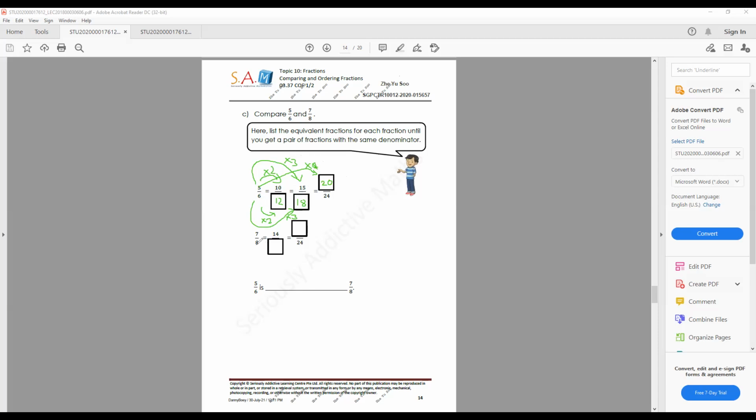Okay, what about 7 out of 8? Multiply by 2, 16. What about 24? Which number multiplied by 8 gives you 24? That's times 3. So 7 times 3 will give you 21. So if you look at 20 out of 24 and 21 out of 24, which is greater? 21 out of 24 is greater. So therefore we say that 5 out of 6, because it's 20 out of 24, is smaller than 7 out of 8, which is 21 out of 24. Okay?